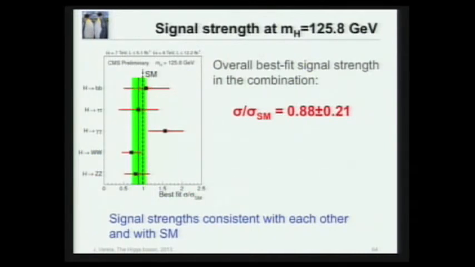So these are the five channels. In this plot, the dashed line is the standard model, corresponding to one. The ratio is one. And this is the average, 0.88, and these are the individual channels. All of them are not compatible with zero. Zero would mean no X. So zero is here, one is the standard model, and these are the observations.